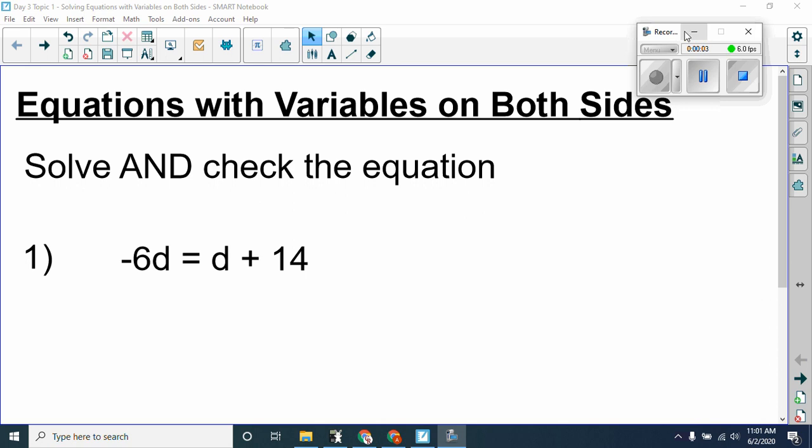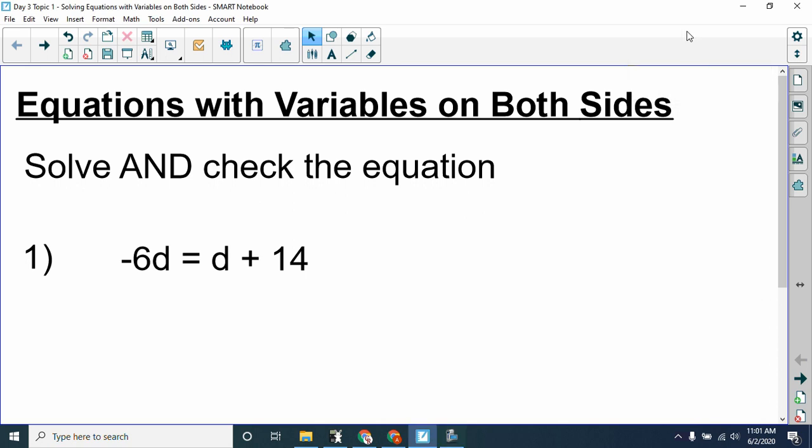Good morning. Topic 1 for today is, again, solving equations. This time we have an equation. Notice we have variables on both sides of the equal sign this time. So far, all of the problems we've done, one-step equations, two-step equations, multi-step equations, all of the variables have been on the same side of the equal sign.